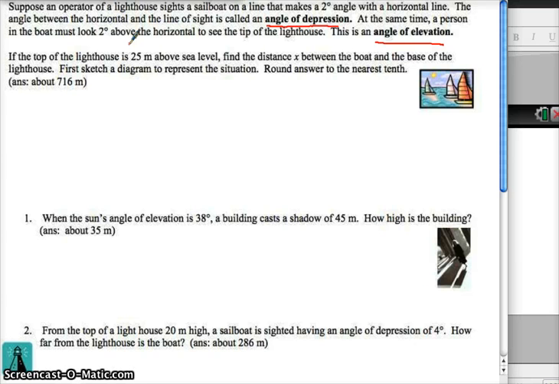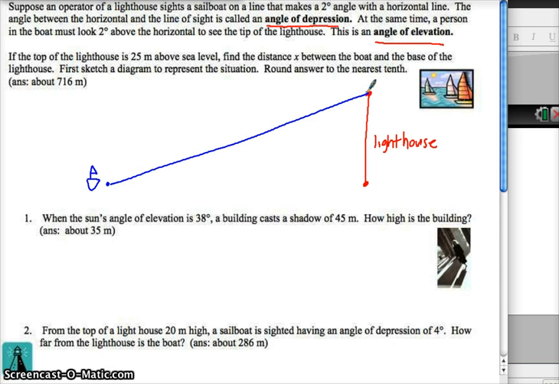So let's try to draw that picture. Okay, if this is the lighthouse right here, this is the base of the lighthouse, this is the top of the lighthouse. Then out here in the water is a sailboat. It's going to be really far away if it's only a 2-degree angle. So here's my sailboat. This is supposed to have a 2-degree angle looking up to this person up here in the lighthouse. So there's a little light, flashing, flashing, flashing. Okay, so here is my right triangle. The lighthouse meets the ground at a 90-degree angle. This is a 2-degree angle.